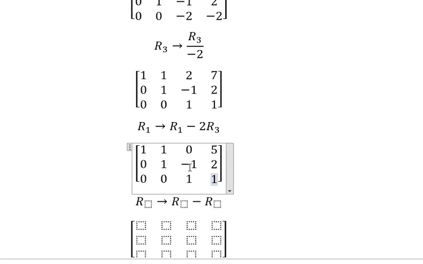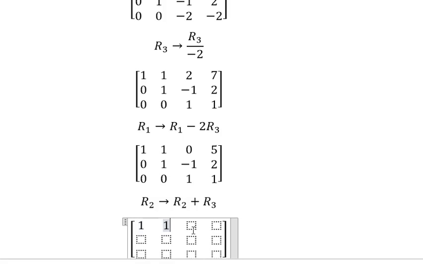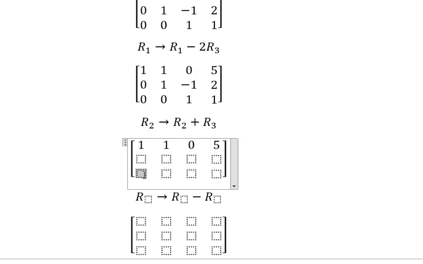Cool. Now I can use this row 3 as well to take out this point here. So by adding the 2 rows together, negative 1 and 1 together are going to make 0. So here I could do row 2 becomes row 2 plus row 3. And my top row isn't changing. 0, 5. My bottom row isn't changing either. Now my middle row is becoming row 2 plus row 3.